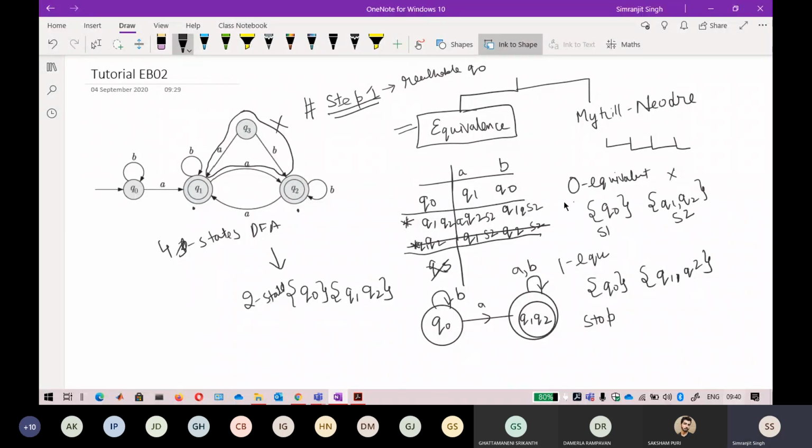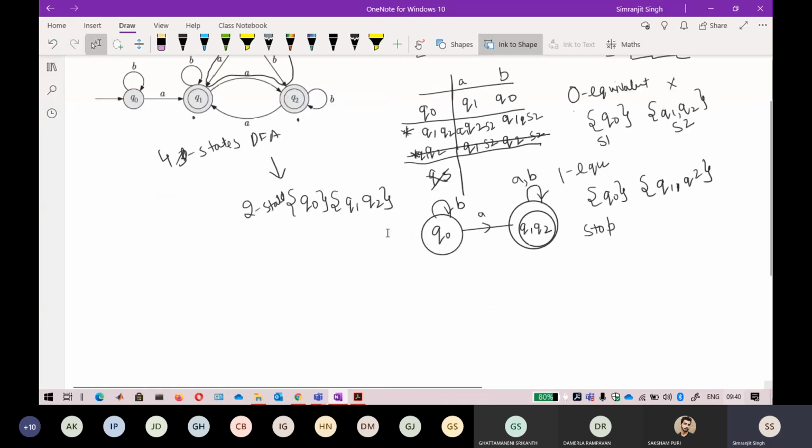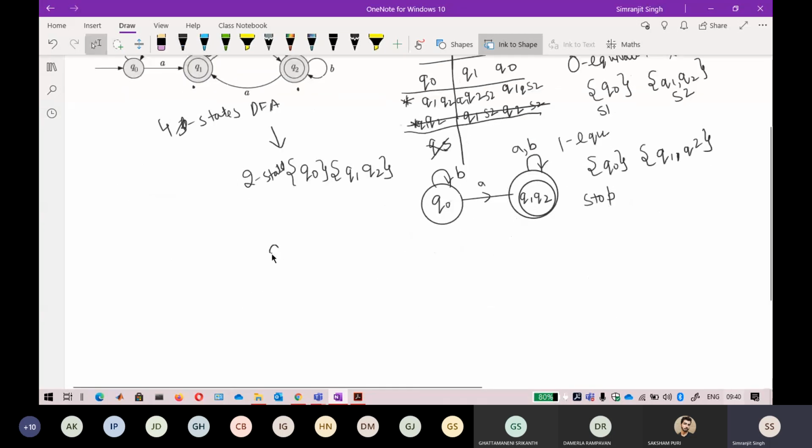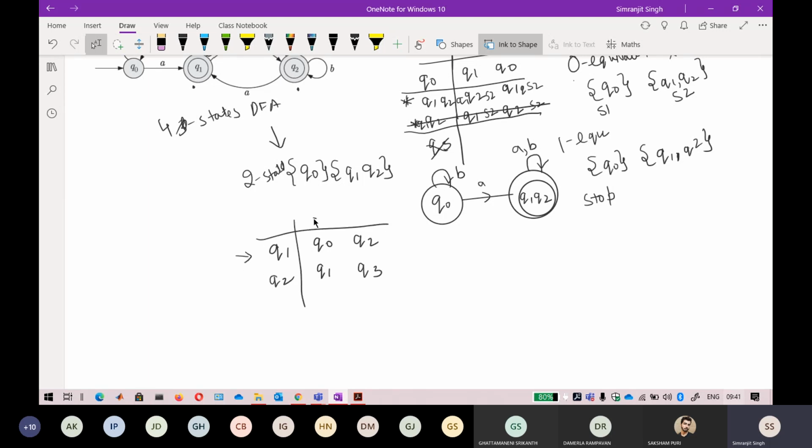Okay, so the takeaway is this. Again, I just want to tell you that most of you will make a mistake here. Whenever you are checking the sets, suppose this is Q1 and this is Q2, and suppose some output is written like this. Okay, so this is Q3. So what mistake will most of you make in the set checking?